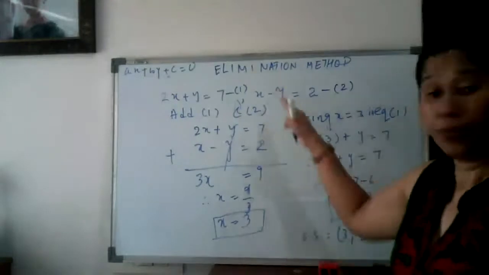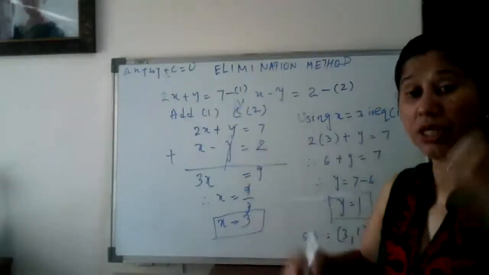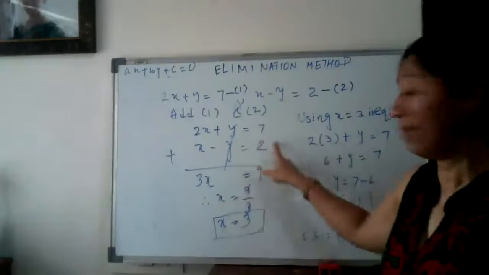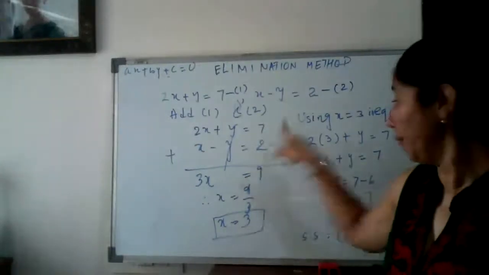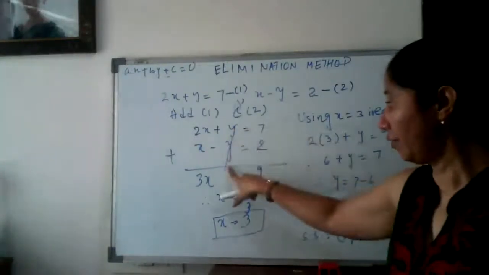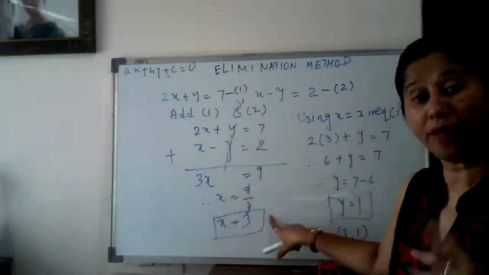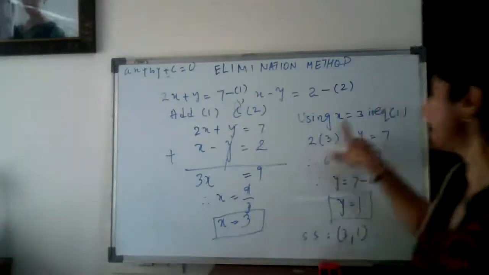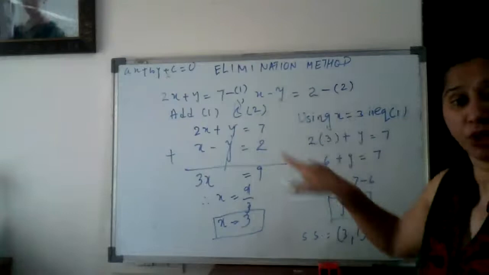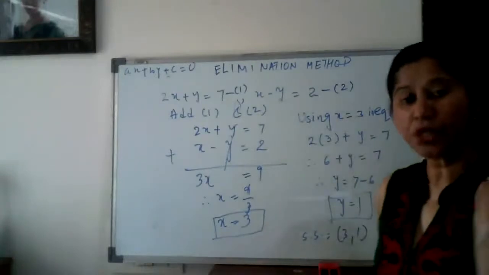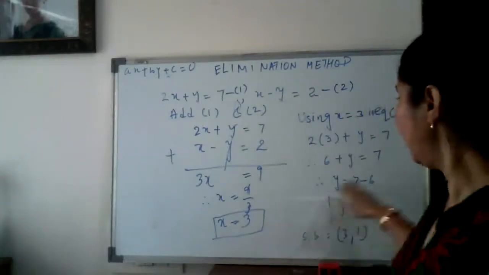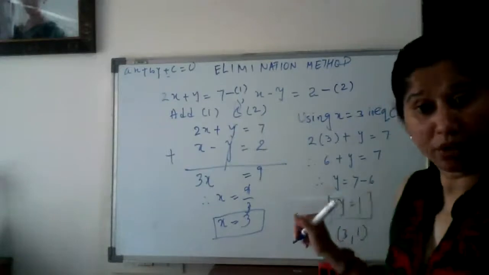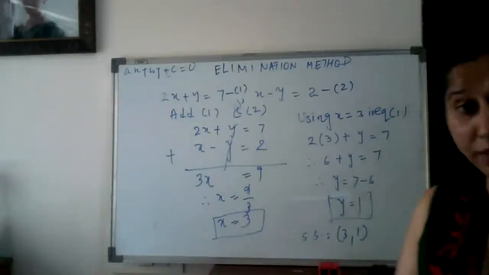Quickly identifying the coefficients: if they are opposite of each other, simply add them, and get rid of one of the variables by adding. So you get the value of the next variable. Substitute that in any one of the equations. कोई भी एक equation आप select करिए. You substitute the value and you get the other variable too. Okay, so that's your answer here.